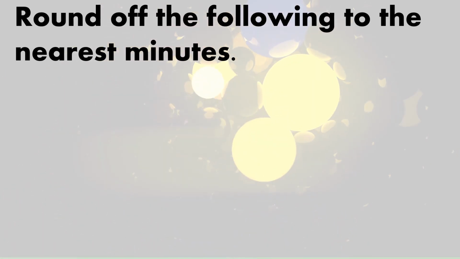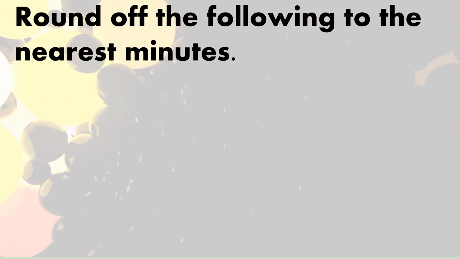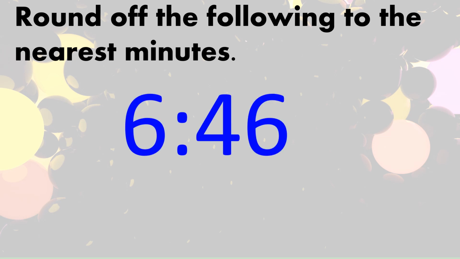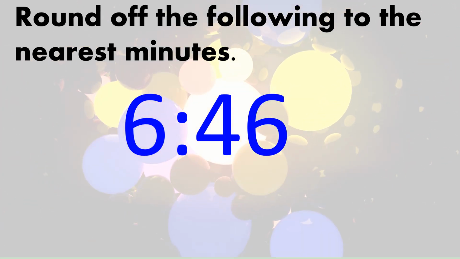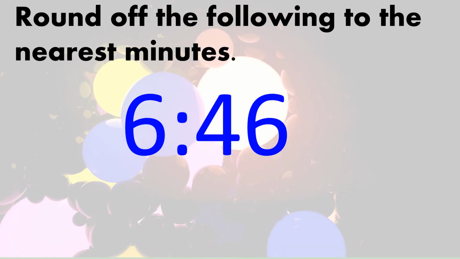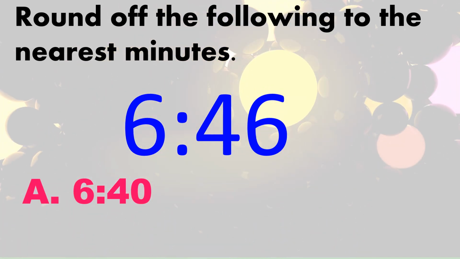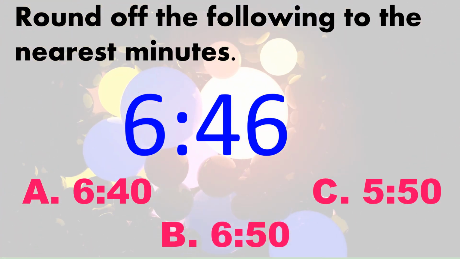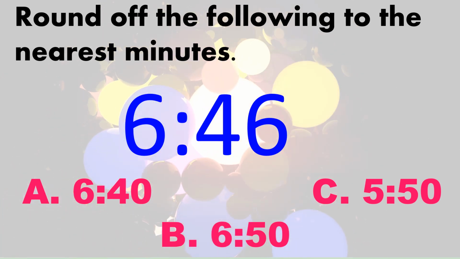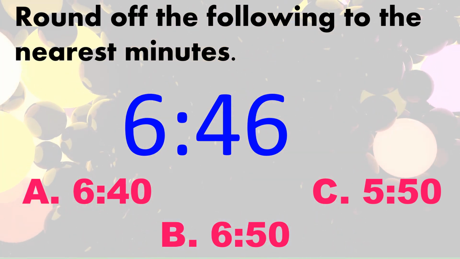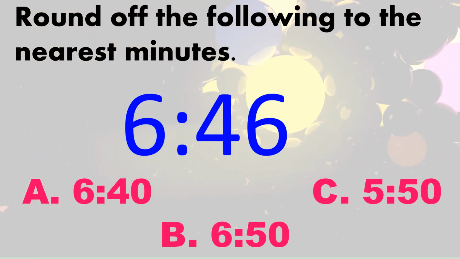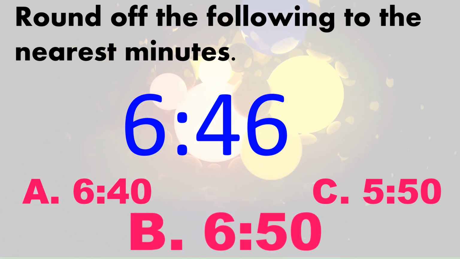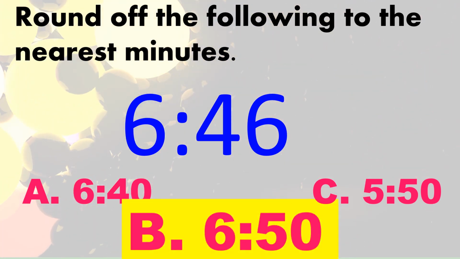Round off the following to the nearest minutes. Number 1, 6:46. Is it A, 6:40, B, 6:50, C, 5:50? A, B, or C? And the correct answer is B, 6:50, because 46 minutes will be rounded up to 50 minutes.